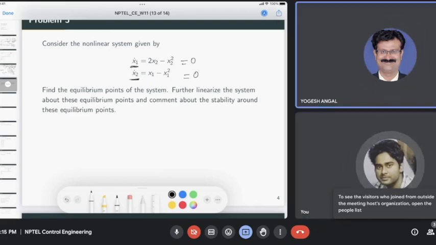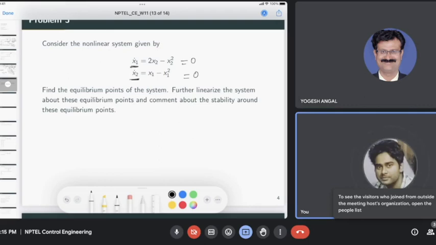We are not saying that it will approach there, or that it will diverge, if we start from a neighborhood. So it depends on how the system behaves in the neighborhood of the equilibrium point. But we know that if it is at the equilibrium point, it should stay at that point, because we are taking the derivative to be 0.